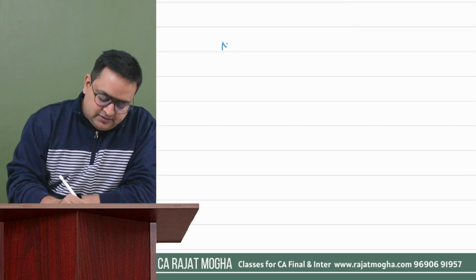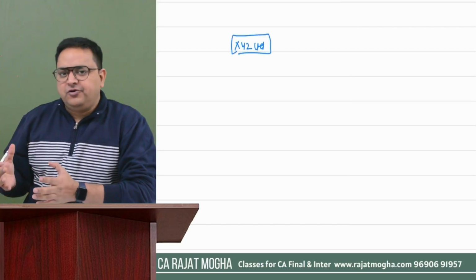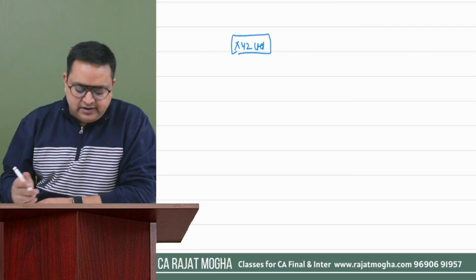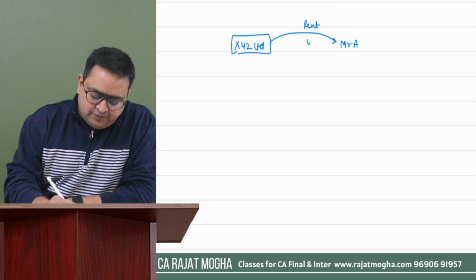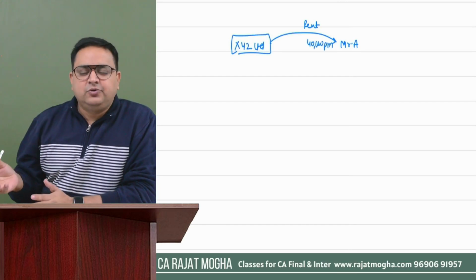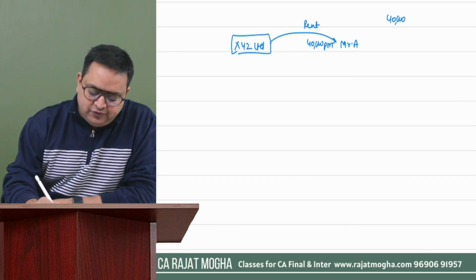So let's say it's a company, XYZ Limited. They have taken an office on rent, and they are paying rent to Mr. A of rupees 40,000 per month. Tell me how much is the total rent for the year? So it is 40,000 into 12, which is 4,80,000.